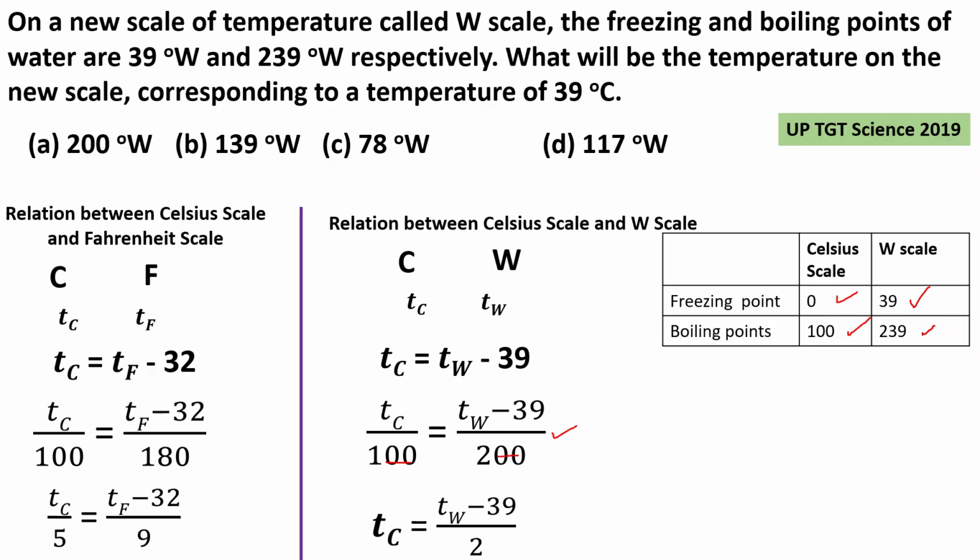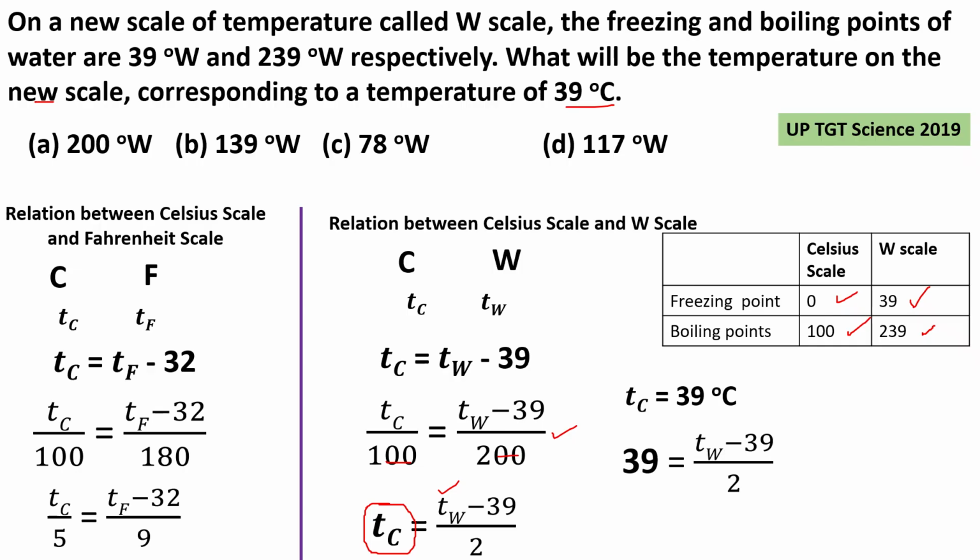In the data, it is asked what will be the temperature on the new scale, so we have to determine Tw, the corresponding temperature of 39 degrees Celsius. So Tc is 39. Then we have to determine Tw. So substitute Tc equal to 39 degree.